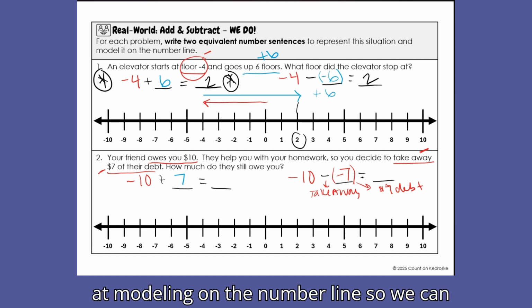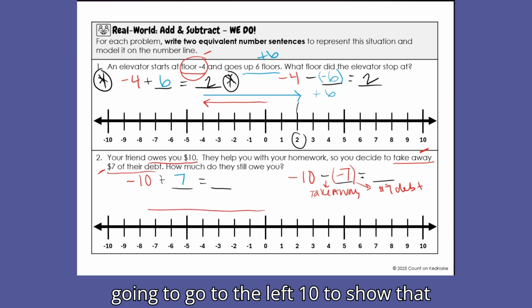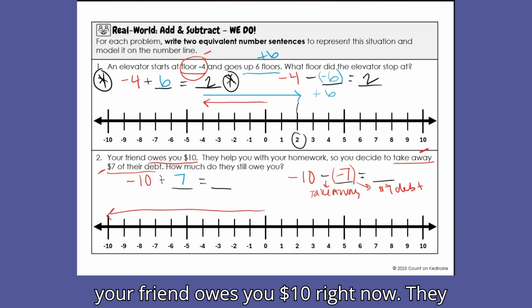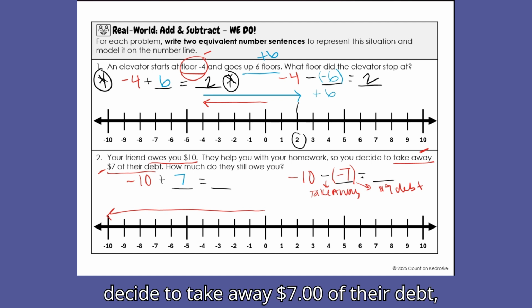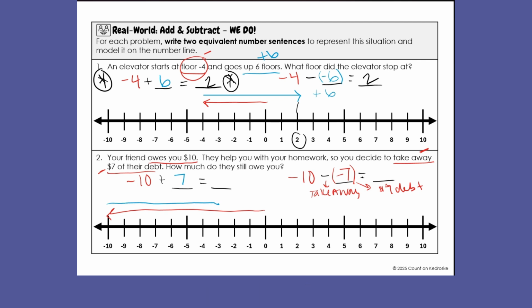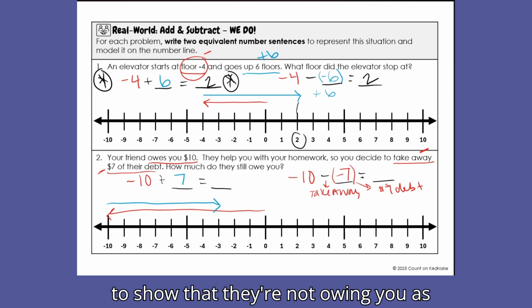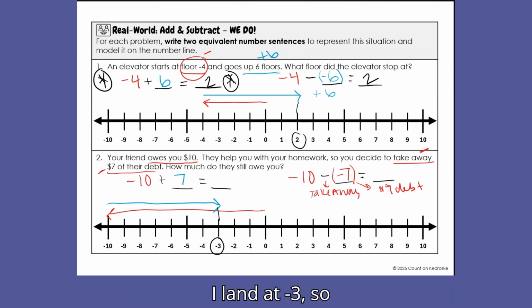So let's look at modeling this on the number line so we can get our answers. If we start at 0, we're going to go to the left 10 to show that your friend owes you $10 right now. They help you with your homework. So then you decide to take away $7 of their debt, which means that you are really going to go to the right 7 to show that they're not owing you as much money. When I follow that arrow down, I land at -3. So -10 plus 7 equals -3. -10 minus -7 also equals -3.